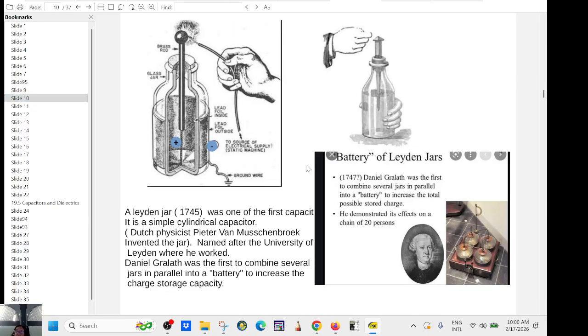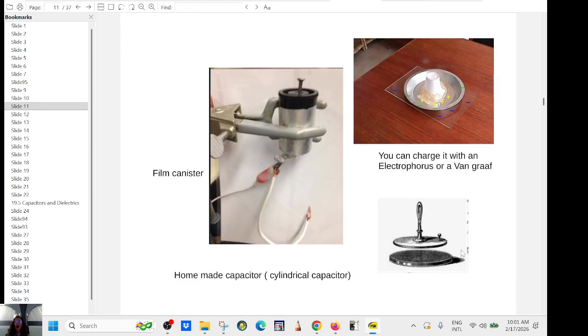We talked about that at the beginning of the semester. The ancestor is the Leyden jar, right? That's how they started to do the experiments. Named after Leyden, because no one can say his name, unless you are Dutch, Musschenbroek, something like this. So instead they call it after the town he was from. And he found out that if you have capacitors in parallel, you increase the amount of charge that you can store.